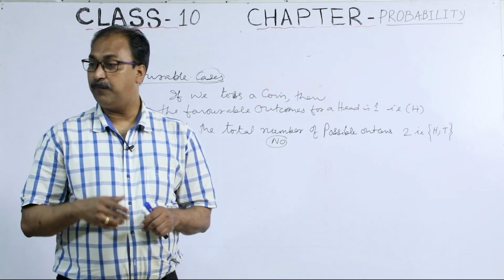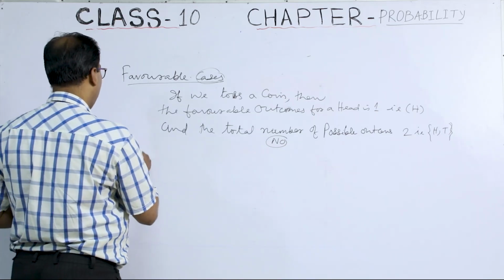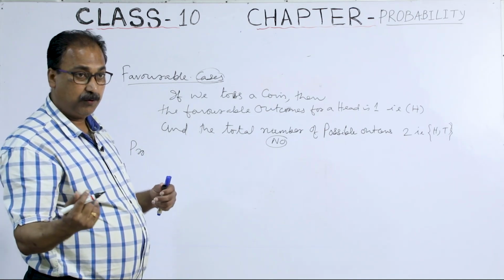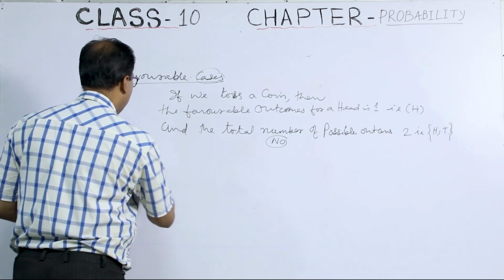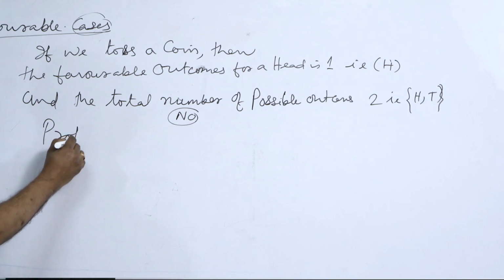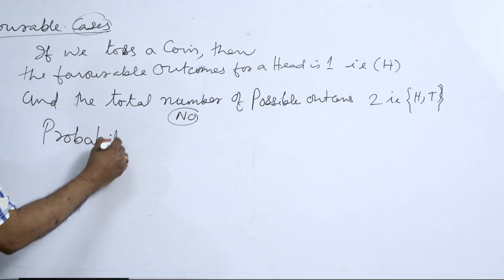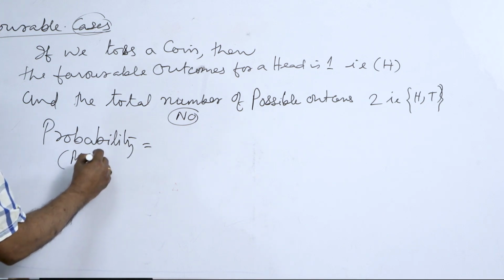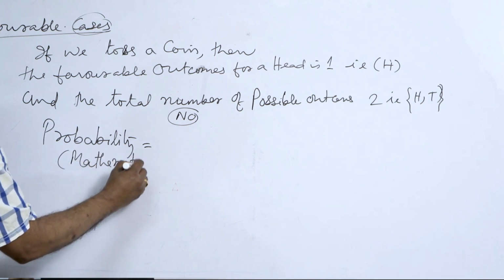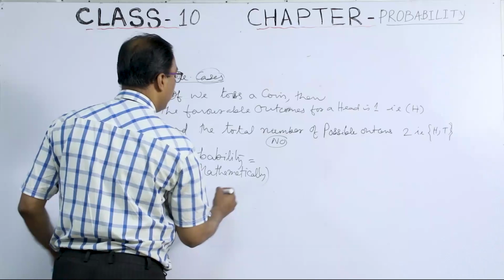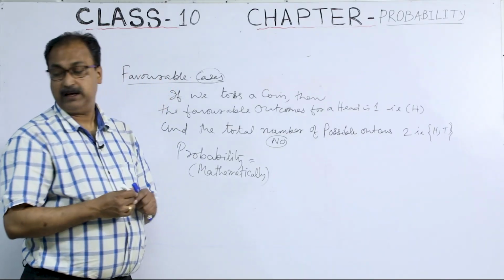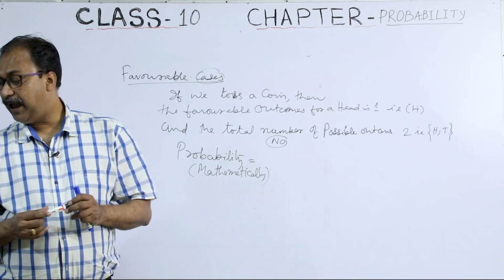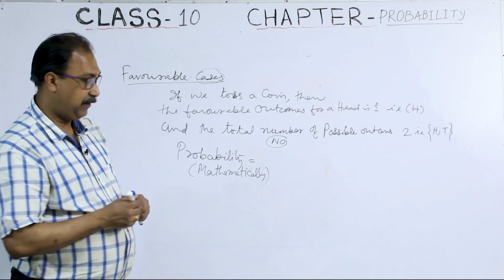That is H comma T. Then probability, how will we do it mathematically? After knowing the favorable cases, you already know the total number of possible outcomes. Now we'll go for probability. We have to calculate probability mathematically. How will we do it? The probability of an event E is defined as P of E.